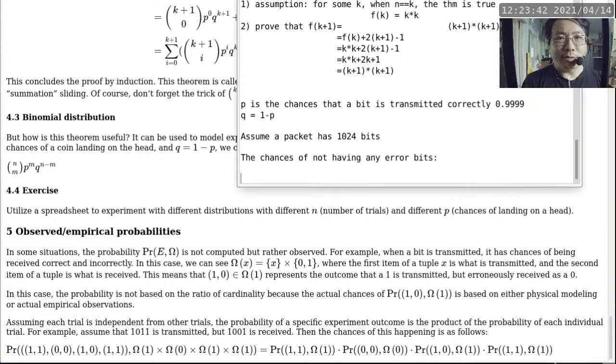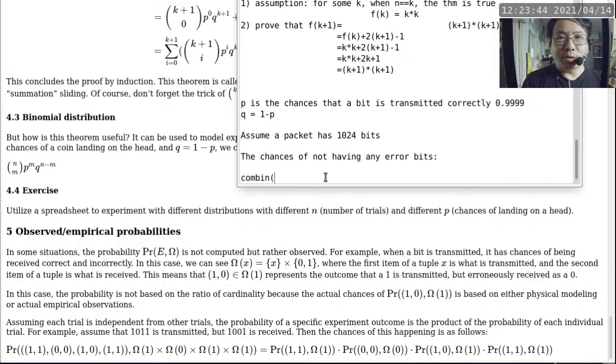Well, let's think about this. We're using the combination, or choose, notation here. We have 1024 bits, and all 1024 are supposed to be transmitted correctly. So we have 1024 choose 1024 because we want every single one to transmit correctly. So now we have P to the power of 1024 times Q to the power of 0, because we don't want to have any single error bit.